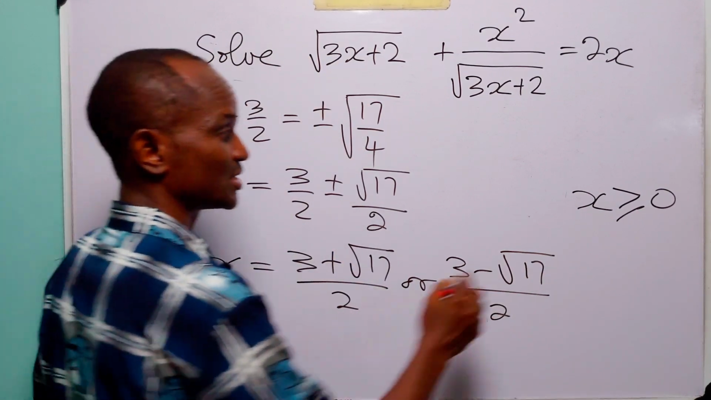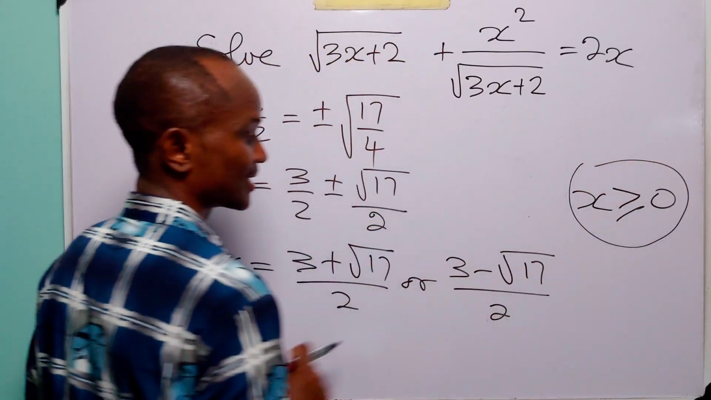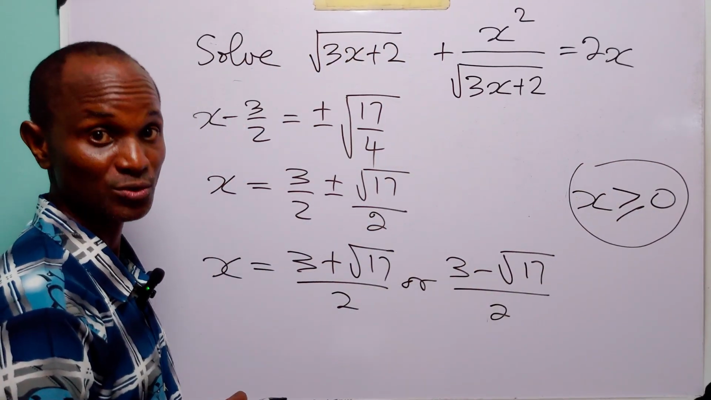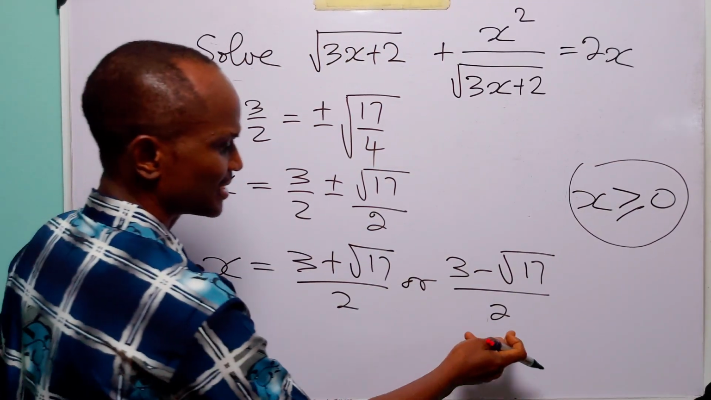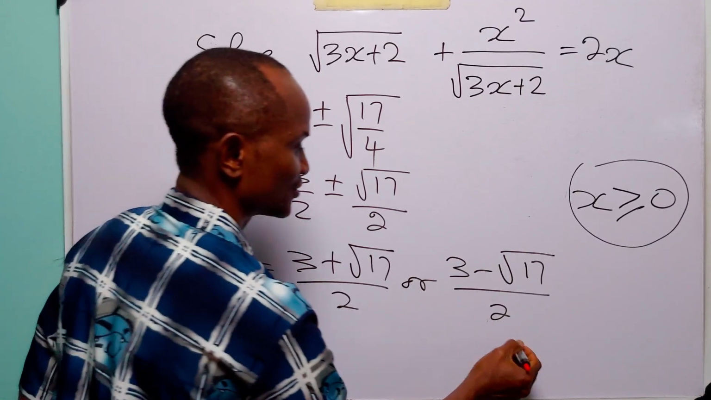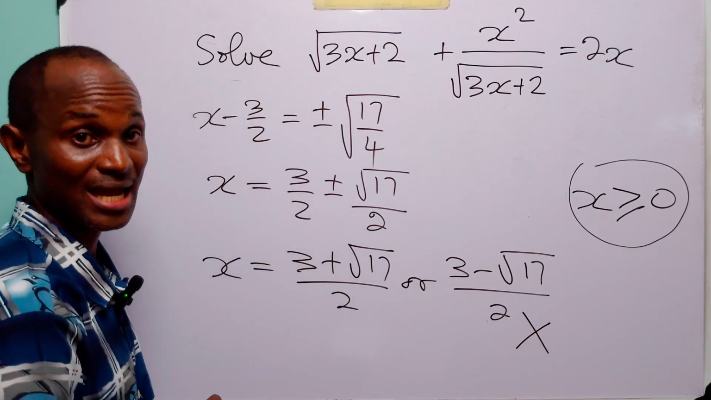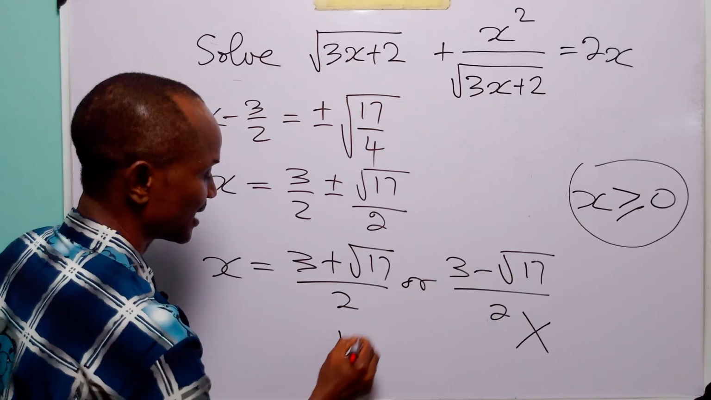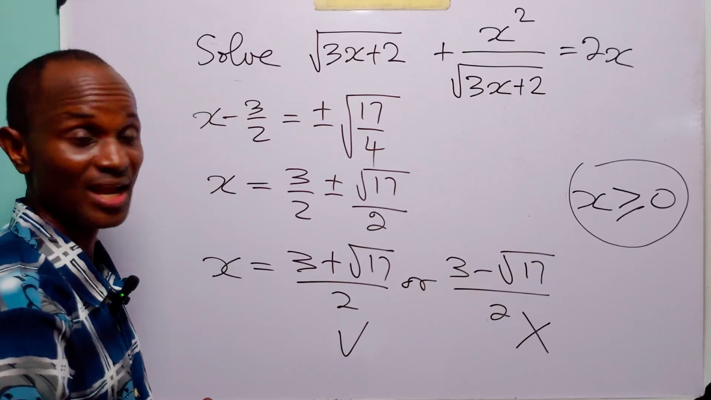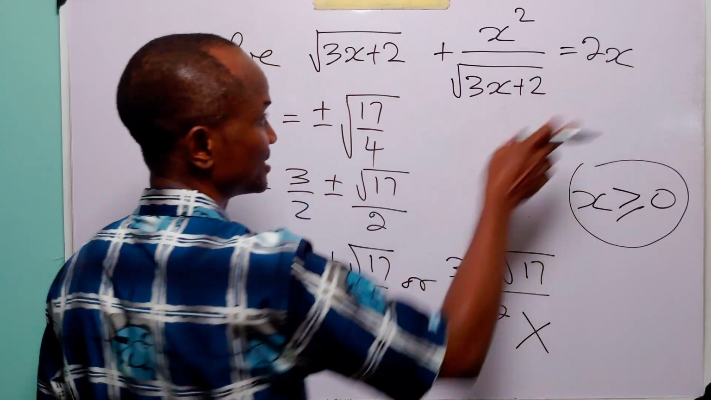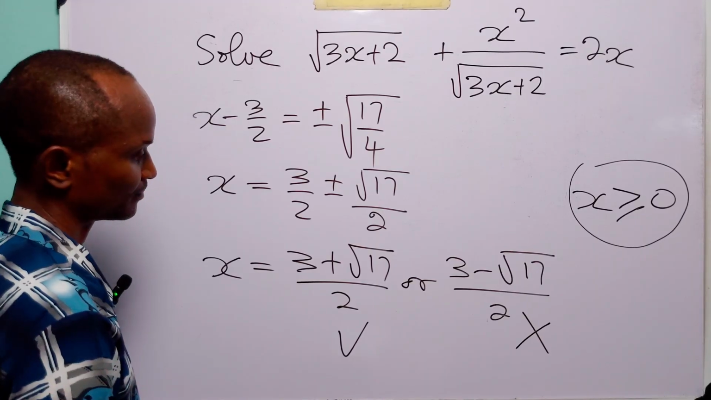Now is when we go back to this constraint. x must be greater than or equal to 0. Now you will see that this is less than 0. So this value of x is not acceptable. This is greater than 0. This is the value of x that satisfies this algebraic equation.